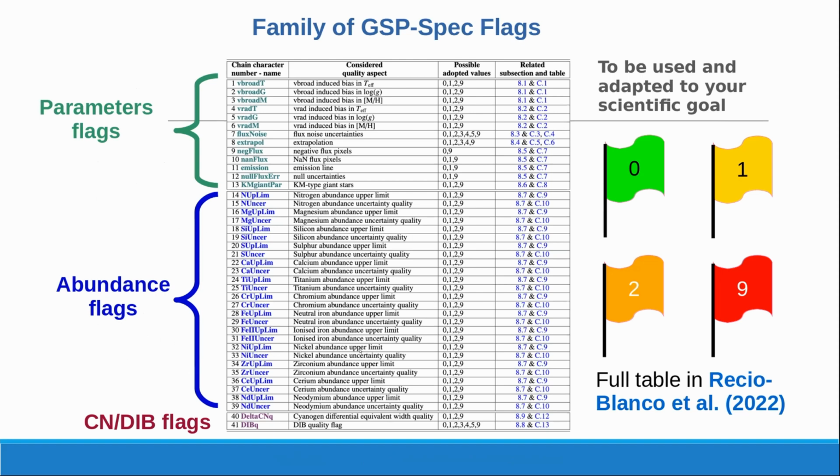There is a total of 41 flags, but we can define 3 different families. One family of flags for the stellar parameters, another one for the abundances, and two for the DIB and the CN respectively. Our convention is that flag 0 means a good value, while flag 9 generally means that this value should be discarded. It's not realistic. And the intermediate values range, in increasing order, from 1 to 9.